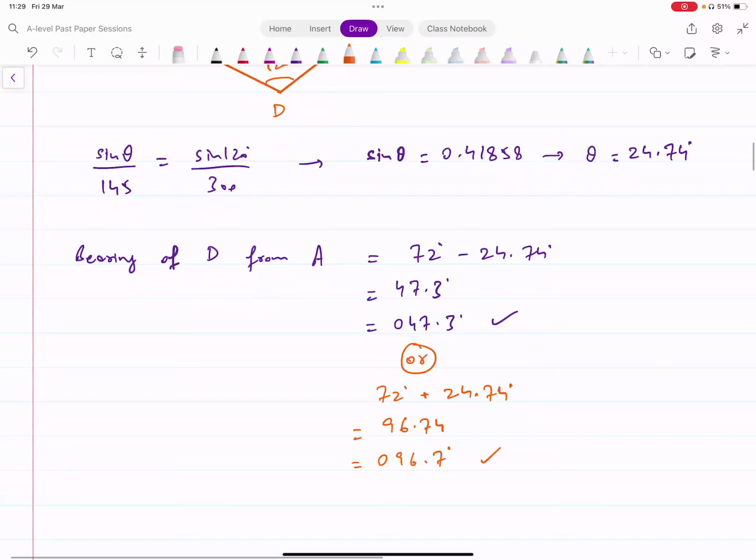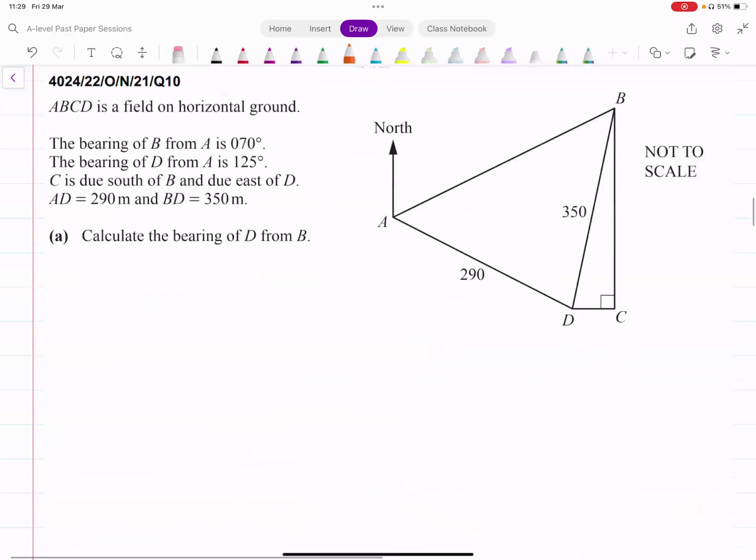Okay, now let's have a look at the next one. So now we have this horizontal ground ABCD. It says ABCD is a field on horizontal ground. The bearing of B from A is 70 degrees. The bearing of D from A is 125 degrees. Let's mark that on the diagram. The bearing of B from A is 70 degrees, which means this angle is 70. The bearing of D from A means this angle is 125 degrees.